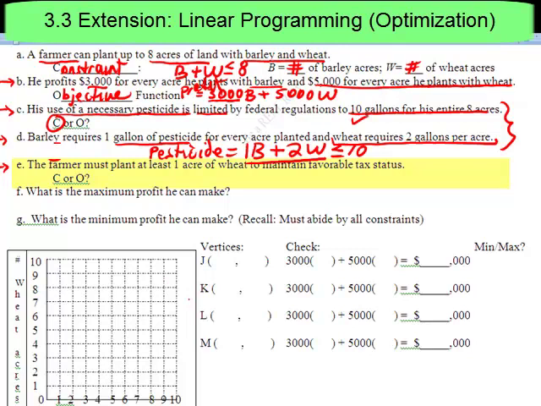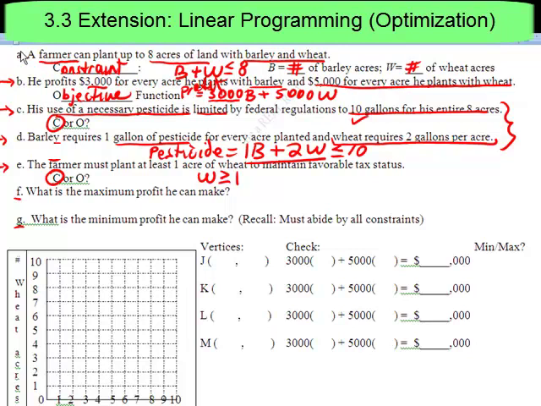The farmer must plant at least 1 acre of wheat to maintain favorable tax status. So what is that? It's a constraint, and what has to be what? W greater than or equal to 1, yeah. The number of wheat acres has to be at least 1. So the question is, what's his maximum profit and what's his minimum profit he can make?